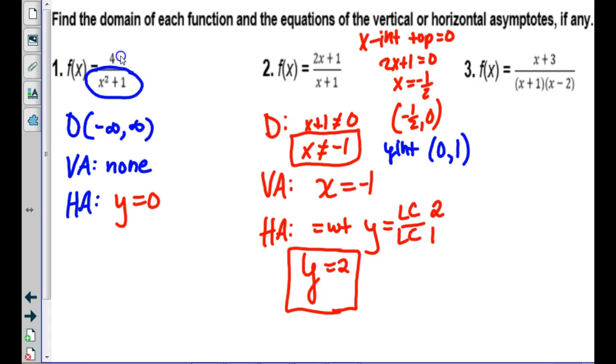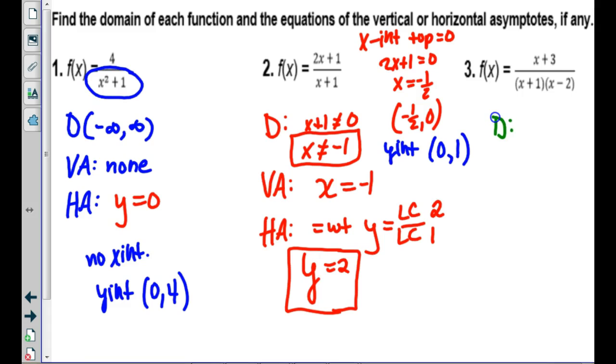On this one, did the top ever equal 0? No, so it has no x-intercept. If you put in a 0, what would you get here? 4 over 0 plus 1, which would be 1. So the y-intercept was 0, 4. Does that help? You want me to do those so we practice all of that? All right, what about on number 3?